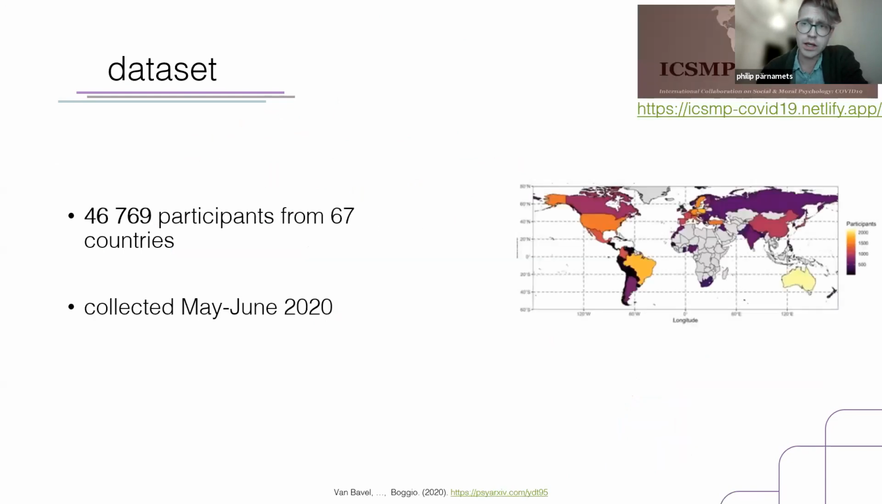To test this, we accessed a large data set that was collected in the early stages of the pandemic, May, June 2020. It's part of the International Collaboration on Social and Moral Psychology, and several of the people here on the Zoom today are members of that larger collaboration. It took the form of many psychology labs around the world collecting data on participants in their own countries, meaning that we have a data set from almost 50,000 participants from 67 countries on the same measure.